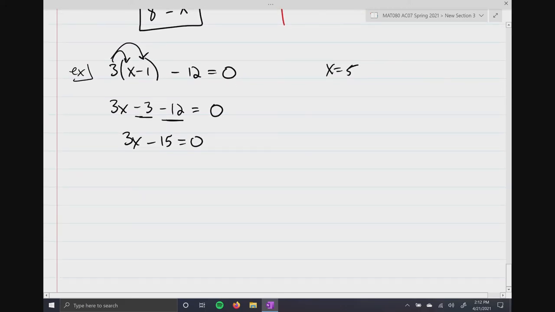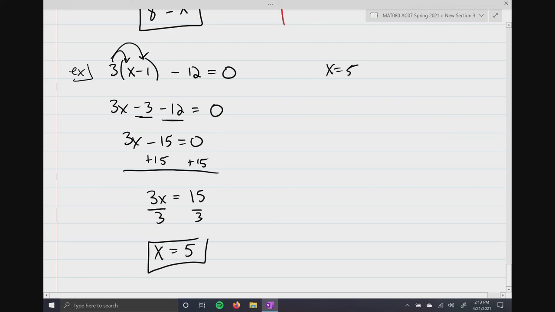Step 4, I'm going to take 15, which is a constant term, and move it to the opposite side. So that's going to give me 3 times x equals 15. And lastly, divide both sides by 3 to give me x equals 5. Any questions there?